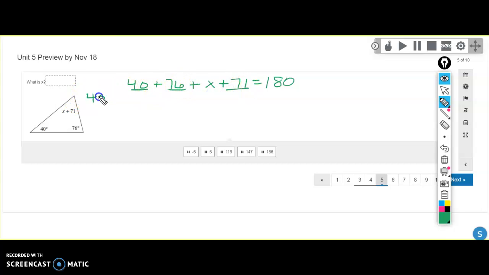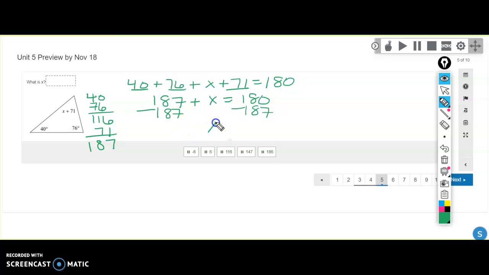So the 40 and the 76, that adds up to 116. I'm going to add 71 to that. It gives me 187. So I get 187 plus x equals 180. Is that correct? Oops. Subtract 187. And it says I get x is equal to negative 7.